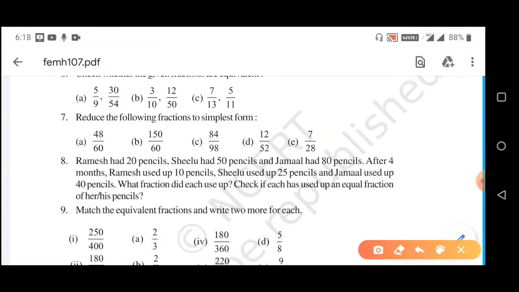Question number C, 7 by 13, 5 by 11. These are not equivalent fractions as we cannot get 5 from 7 by dividing or multiplying 7 by any number. And we cannot get 11 from 13 by dividing or multiplying 13 by the same number. And 7 by 13 is a simplest fraction here, and 5 by 11 is also in simplest form. So 7 by 13 and 5 by 11 are not equivalent.